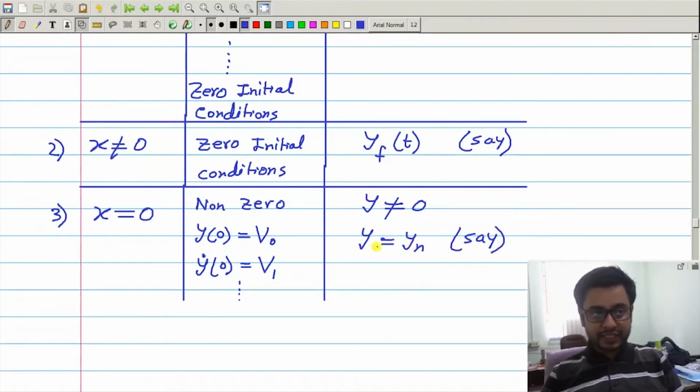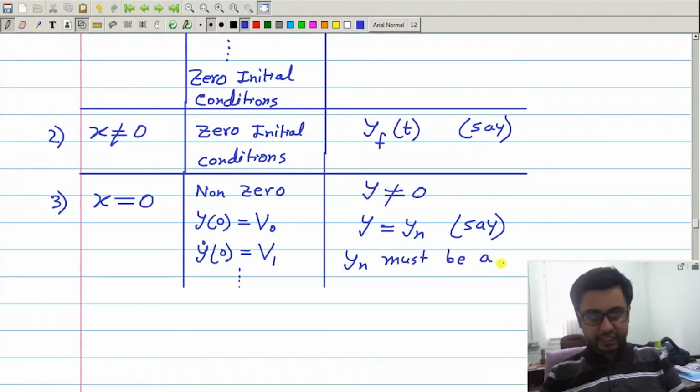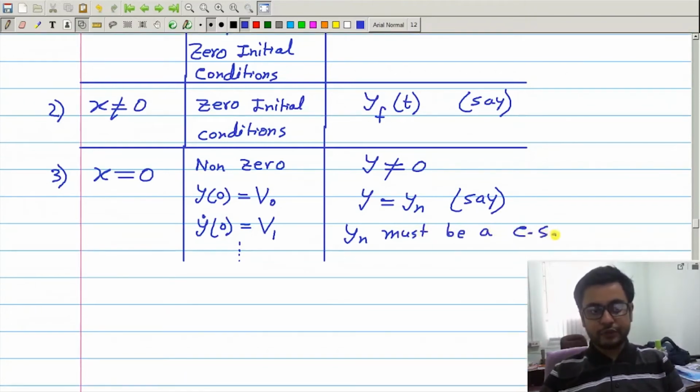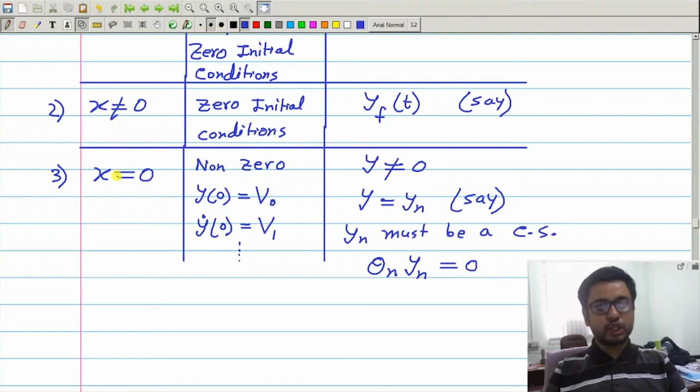Please note that y_n must be a complementary solution of the given differential equation. That means O of y_n should be equal to 0. That is because x is equal to 0.